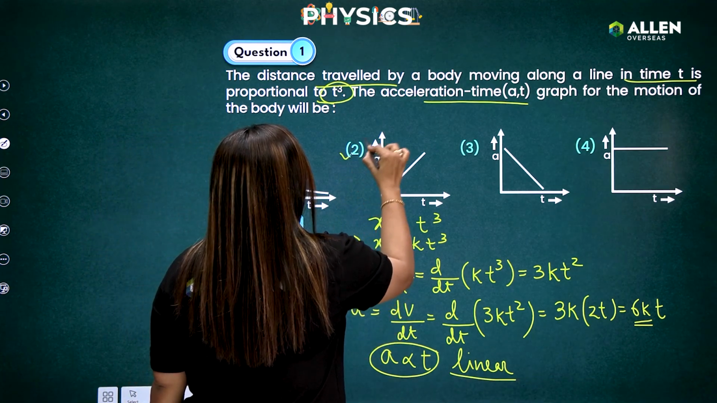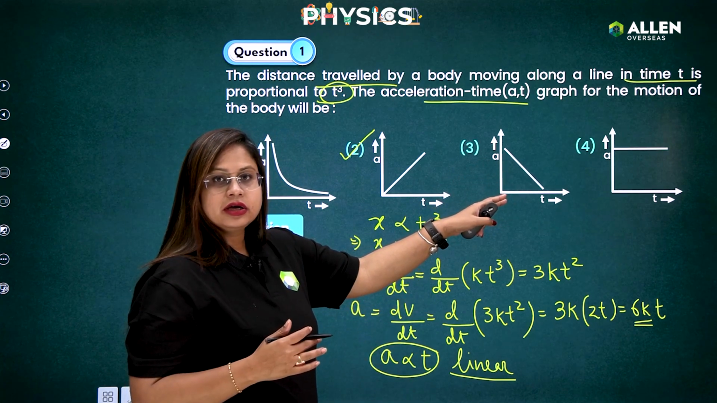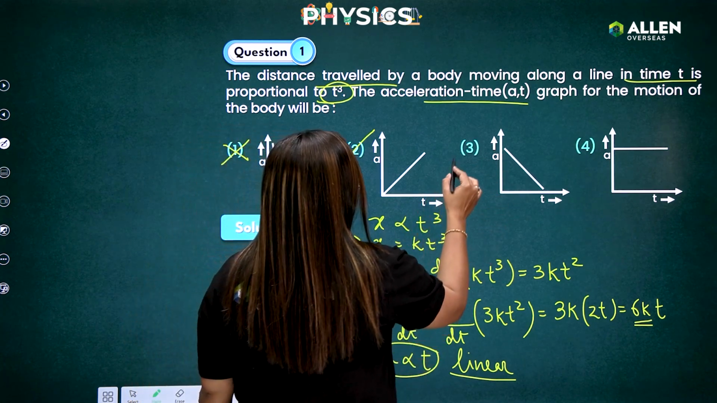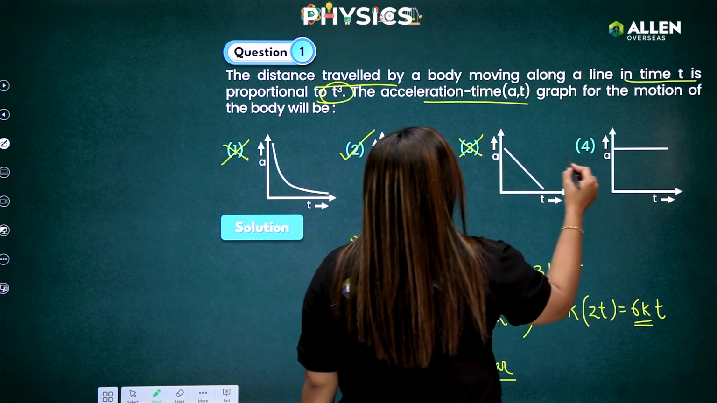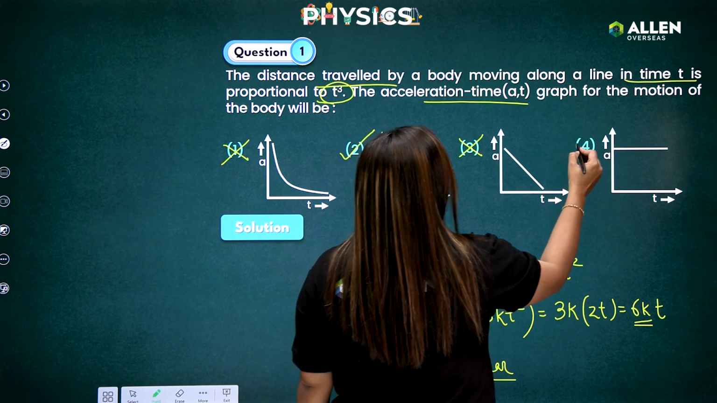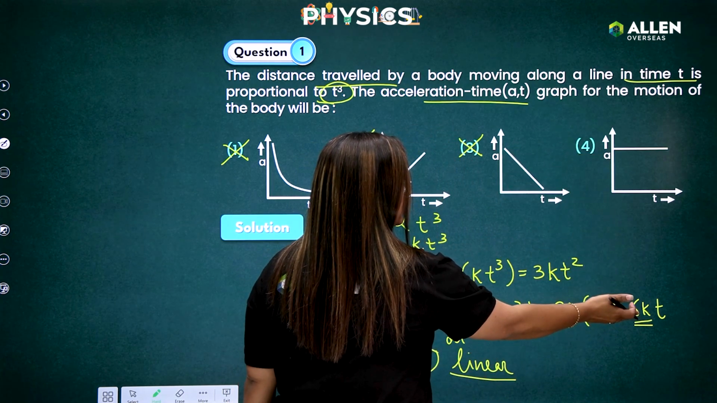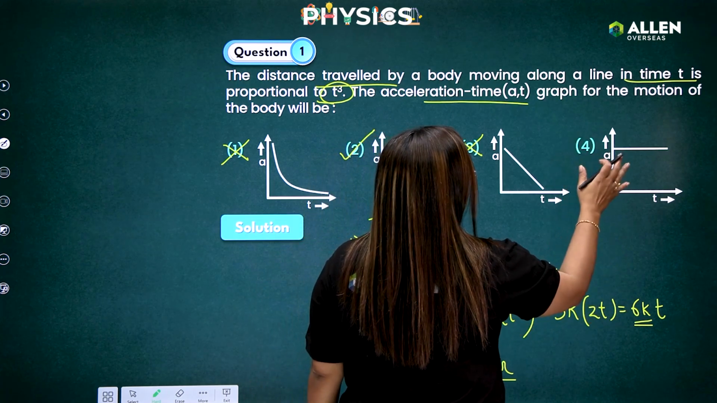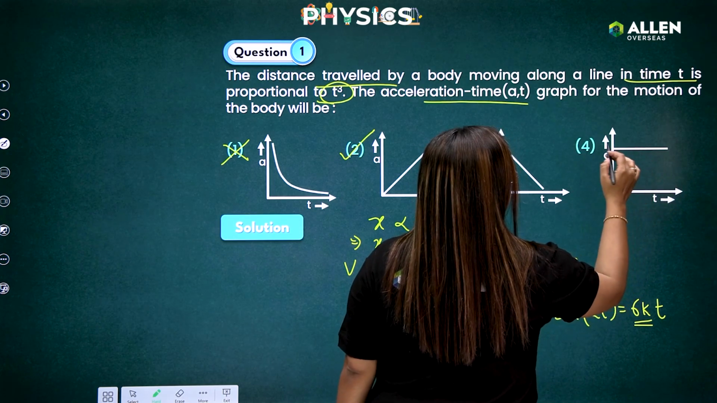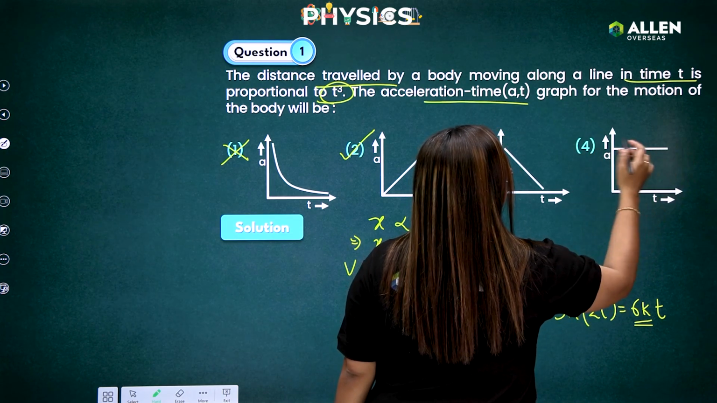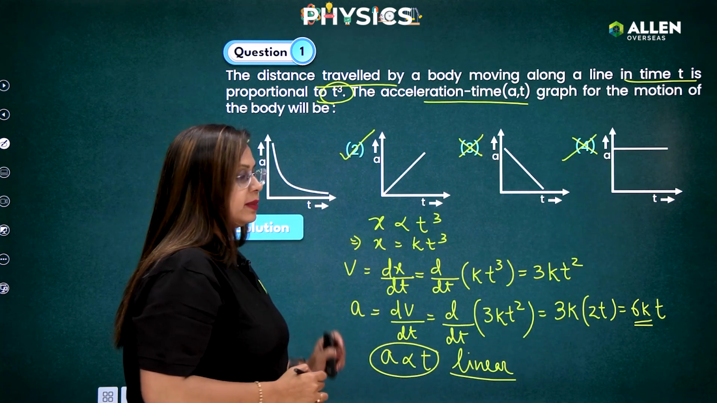The second one is the correct answer, but we have to check why the third and the fourth one are the incorrect answers. You know that this is not a linear dependency again, because this is decreasing with the increase of time, and here the acceleration is increasing with respect to time. Now coming to the fourth one, you can see that as the time is increasing, the acceleration is not getting changed, rather it is remaining constant. So this is also the incorrect one. So the correct option is option number 2.